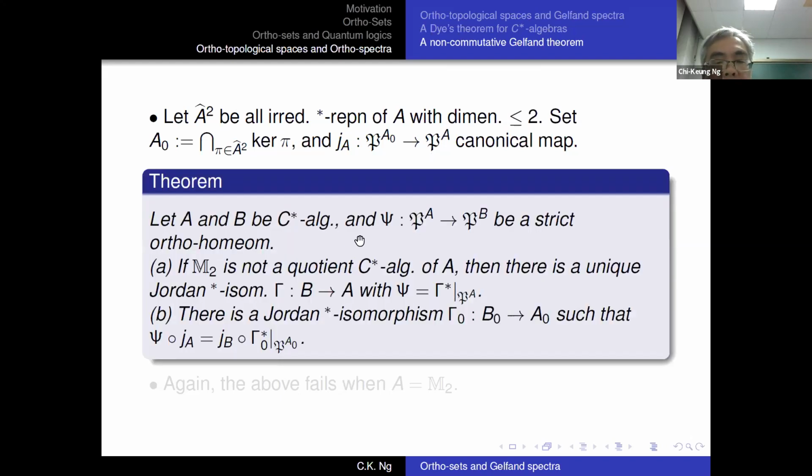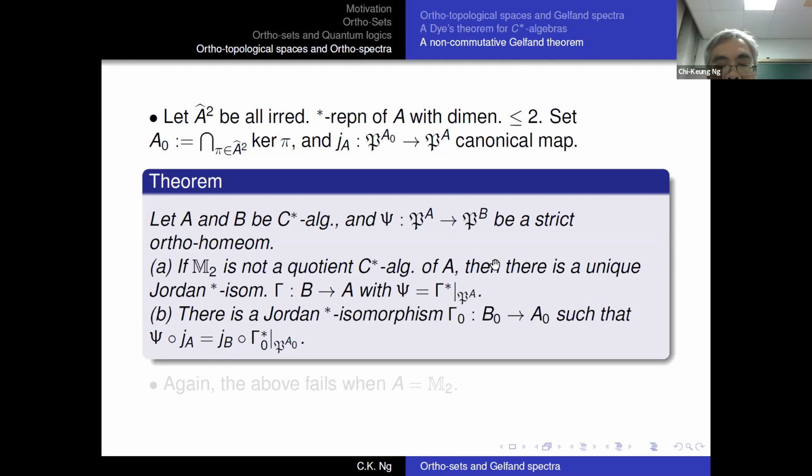If we have two C*-algebras and a strict bijection from the Gelfand spectrum of A to the Gelfand spectrum of B, if A does not have a two-dimensional irreducible representation, or equivalently M2 is not a quotient C*-algebra of A, then there is a unique Jordan *-morphism from B to A that will induce this map.